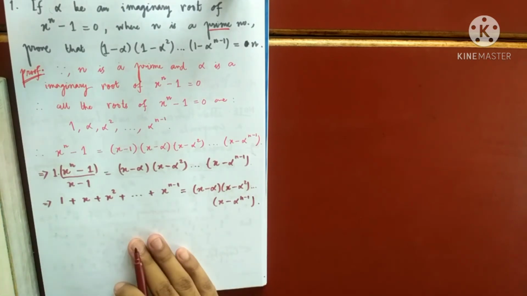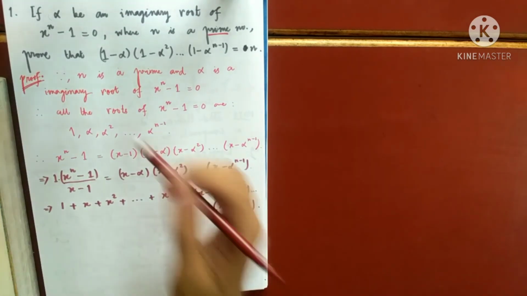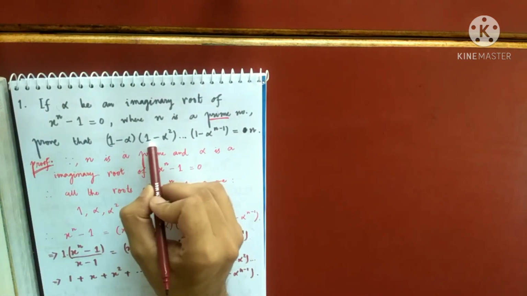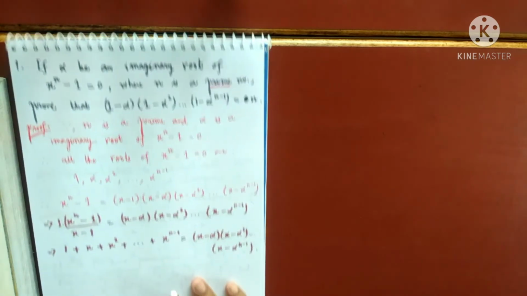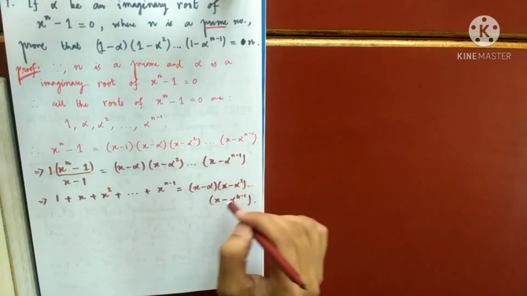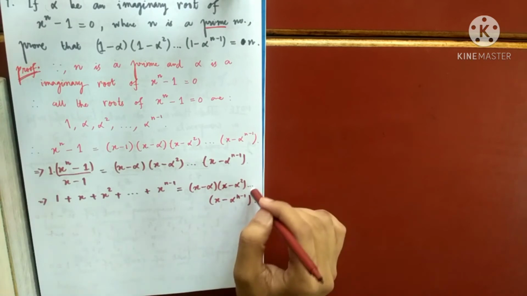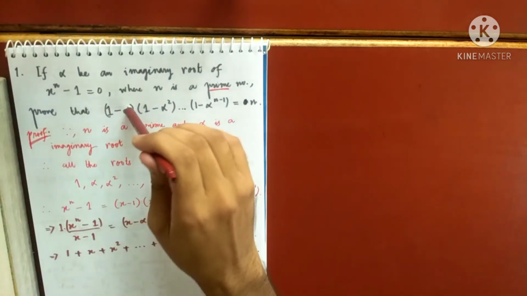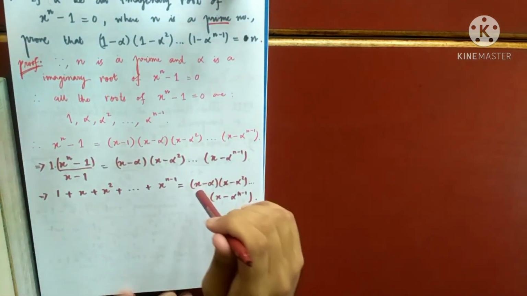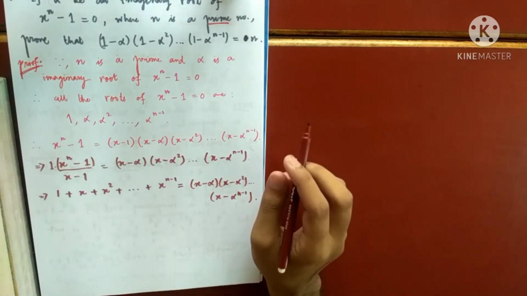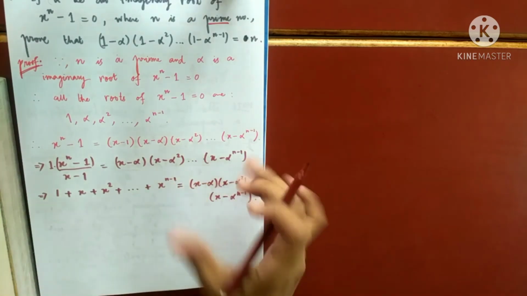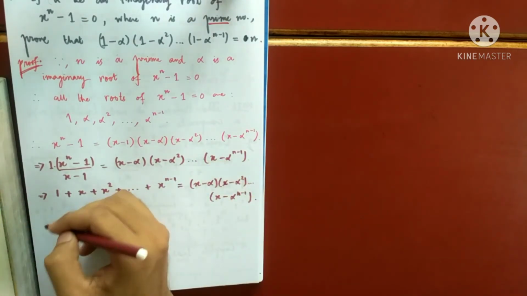We are almost done. You see what I wanted: something like this, 1 minus alpha square dot 1 minus alpha to the power n minus 1. And what is this? x minus alpha square dot x minus alpha to the power n minus 1. That means I have to put x equals 1. Then only I'll get 1 minus alpha square. You see? So putting x equals 1, because this is an identity. This is equal to this always, so I can put any value of x.